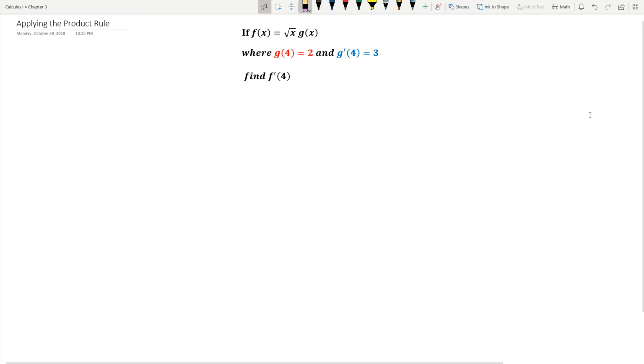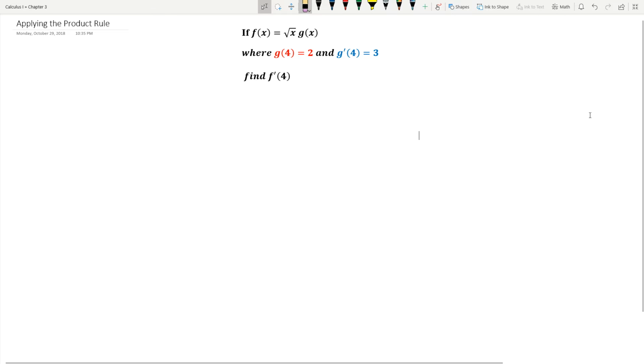So in another example of applying the product rule, we're asked to find the derivative given that there is a function g of x, and they give us both g of 4 is equal to 2 and g prime of 4 is equal to 3. Then they ask us to find f prime of 4.